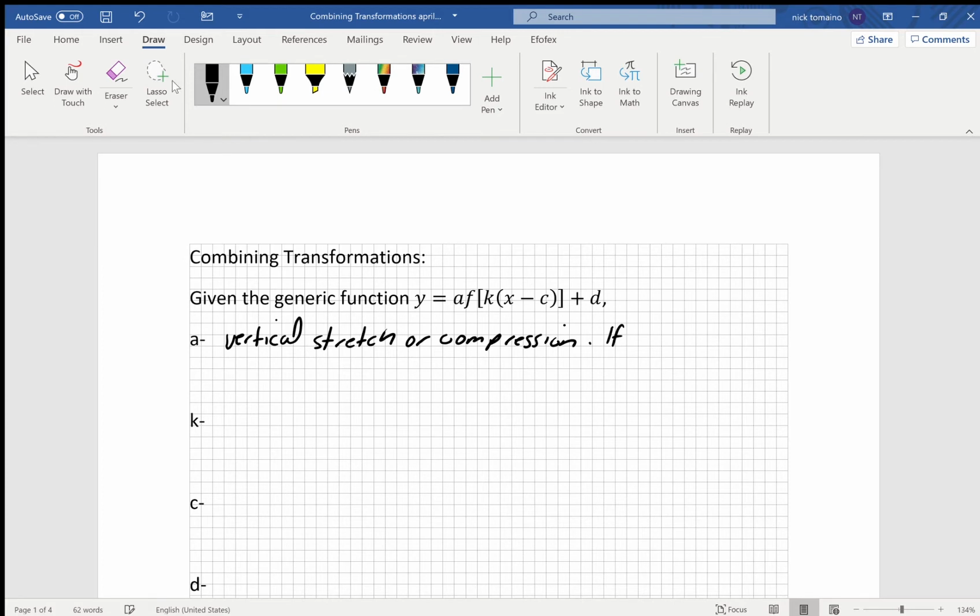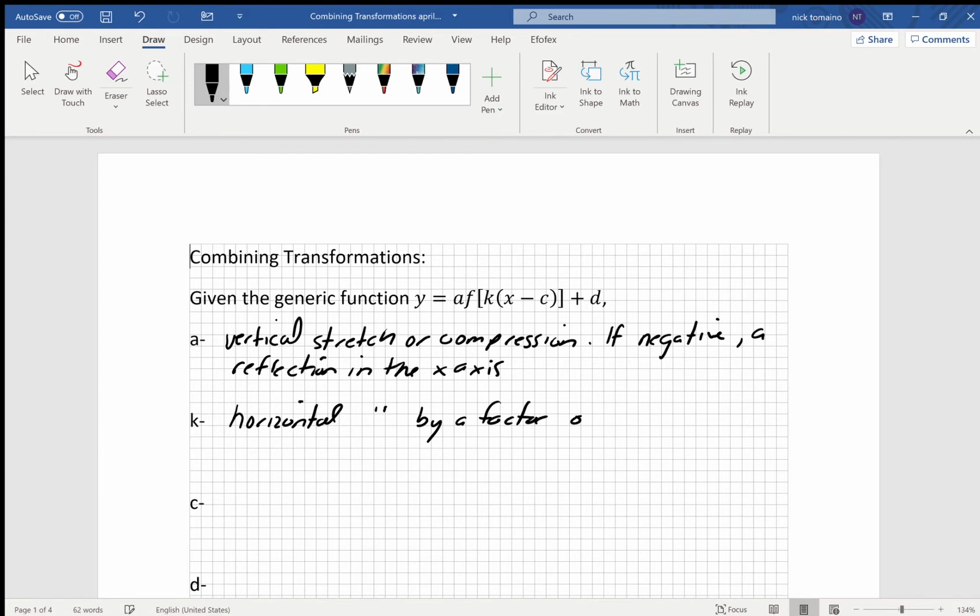Okay, if negative, a reflection in the x-axis. Okay, k was a horizontal stretch or compression, by a factor of 1 over k.